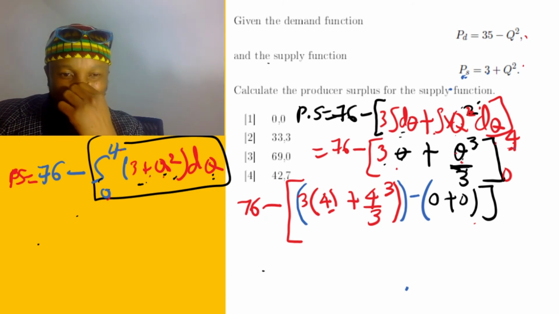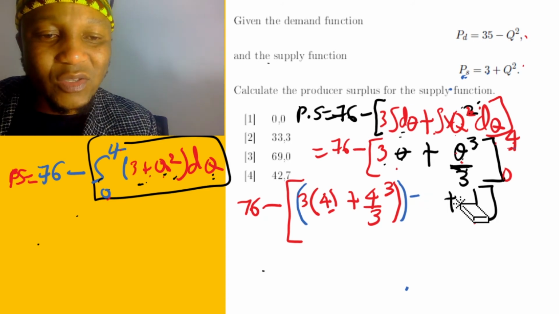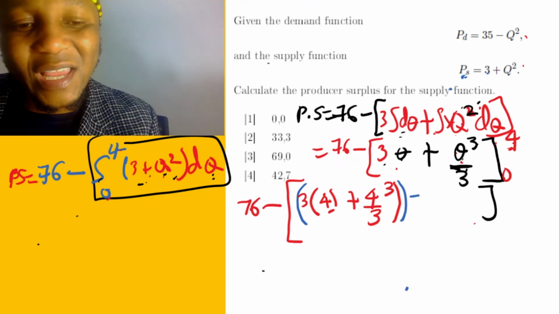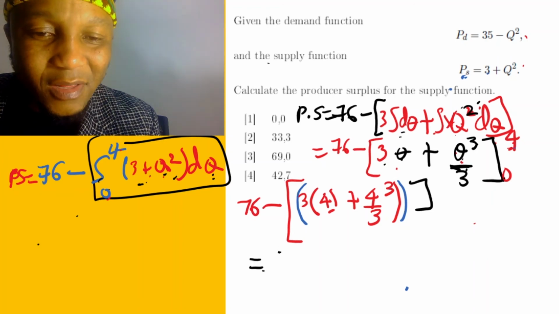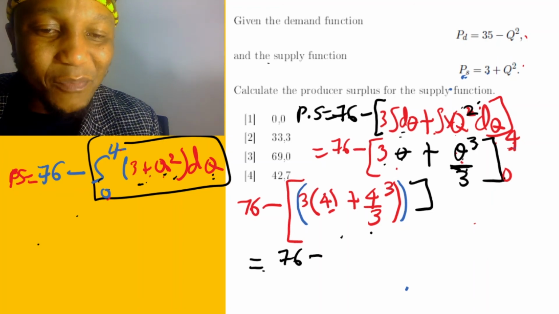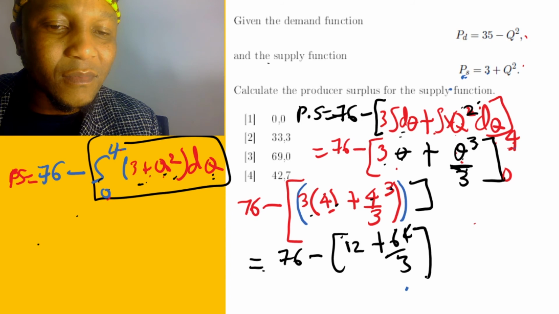So what I can do, I can just simply plug in the calculator. So you know 0 plus 0 equal to 0. So this is not going to help me anything. So just simple 0. So nothing. So I can even erase that. Now this is going to be 76 minus, you can plug in the calculator if you want, or if you want to go slow, this is going to give us 12 plus 64 over 3.